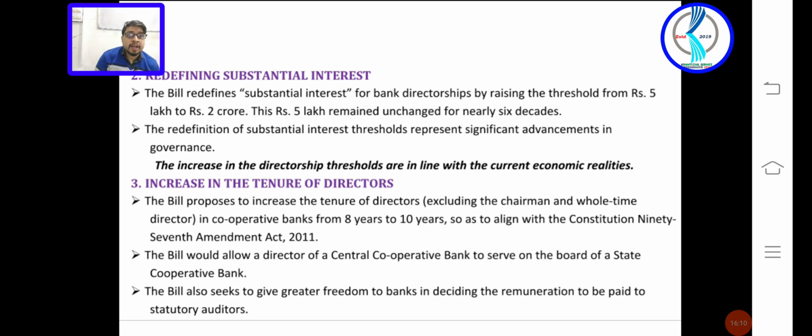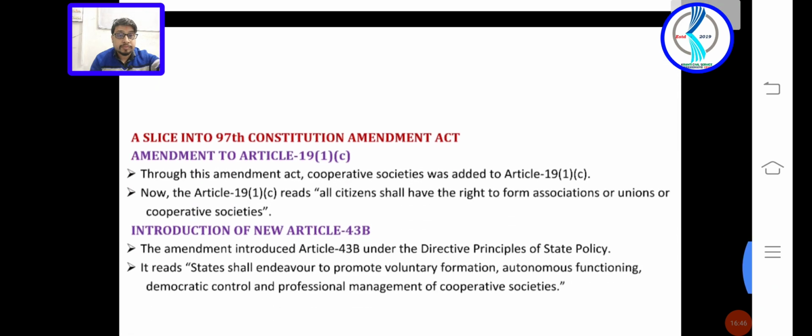That's why the bill also seeks to give greater freedom to the banks in deciding the remuneration to be paid to the statutory auditor. Means banks can hire professional auditors, like the private banks have full flexibility to hire professional auditors. Because if the public sector banks do the same thing they did in the past, it will impact the auditing power of the banking system. So in order to have good auditing power, the bank should have full flexibility to hire outsiders, so that outsiders will give the correct way of auditing process.